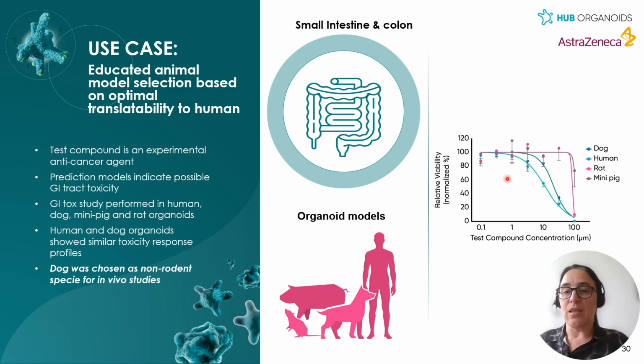So in this sense, the organoids were advising to include dog and not mini pig as the non-rodent in vivo species to perform all the toxicity studies in order to gather all the relevant data required to have information about dose escalation when moving into clinical trials, for example. So this is just an example where we are showing the capability of our platform, the solutions of our platform, in the toxicology space.